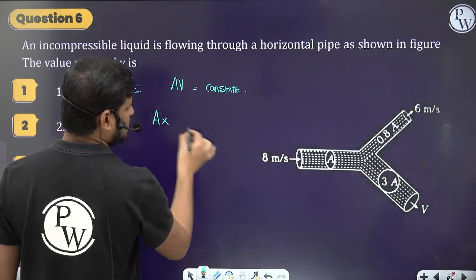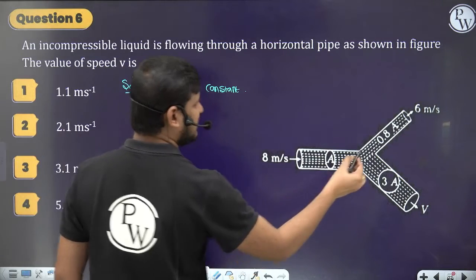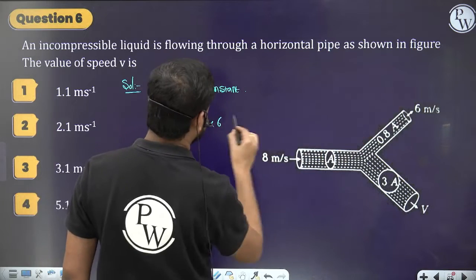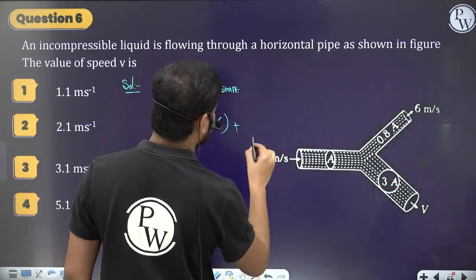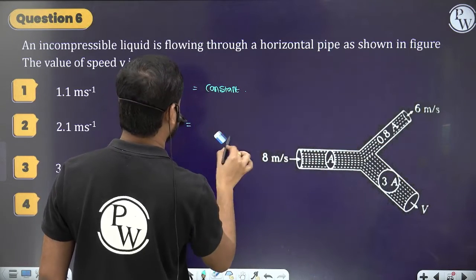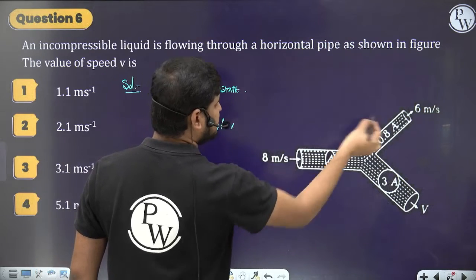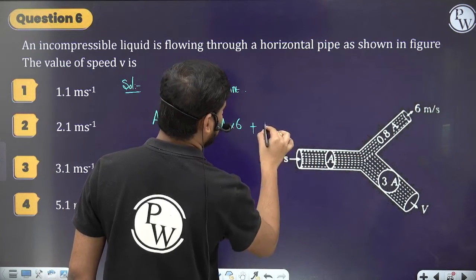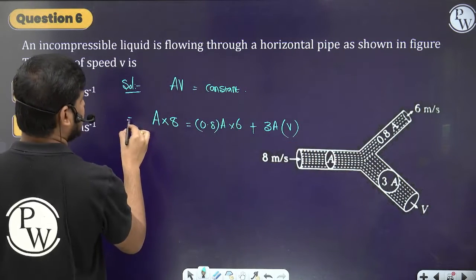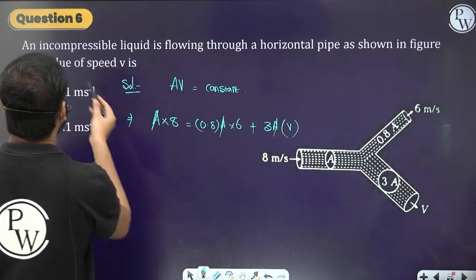A into the speed 8 is equal to, let's write here the cross sectional area again, 8 into, what is the speed here? 6 plus here the cross sectional area 3A. Sorry, here the cross sectional area is 0.8A. Here 0.8A cross sectional area into the velocity 6, plus here the cross sectional area 3A into the velocity V. So then what can we cancel? A gets cancelled. So we actually need the value of V.